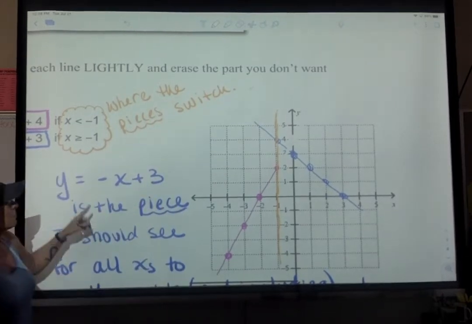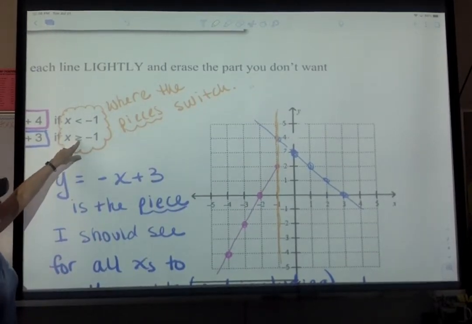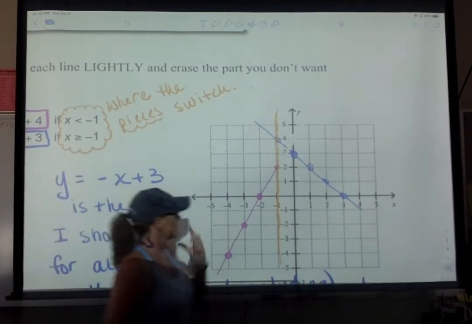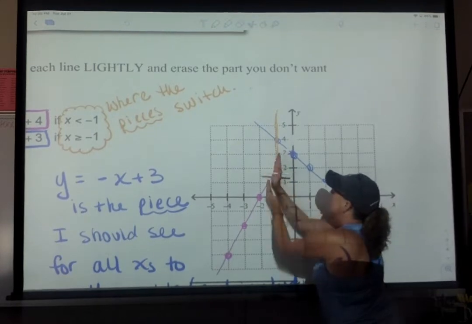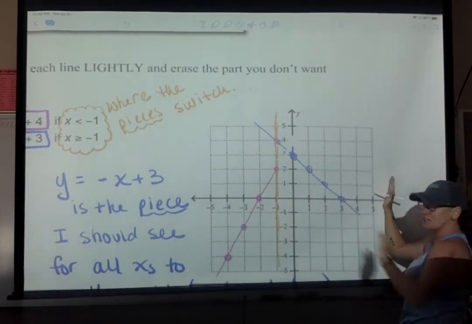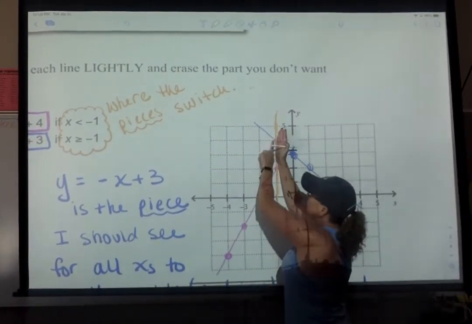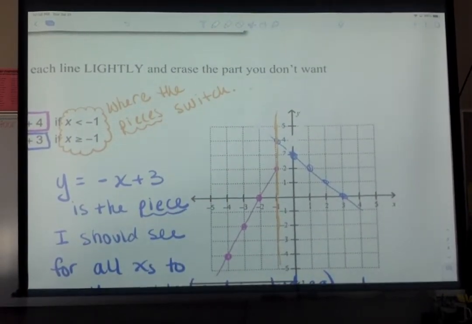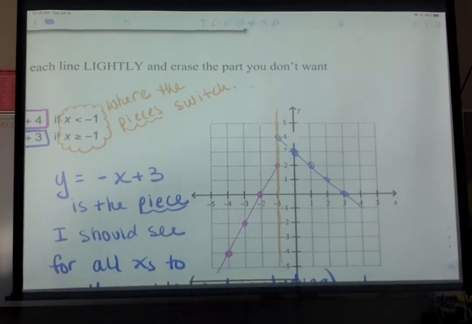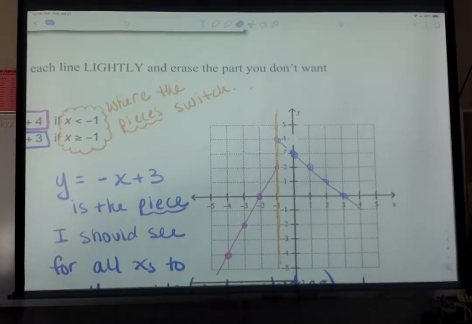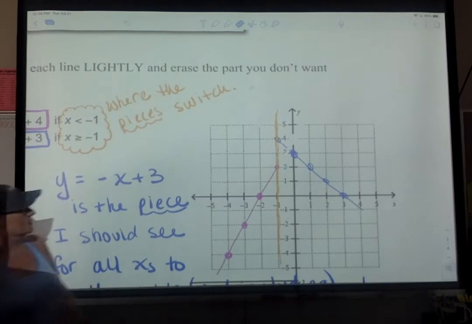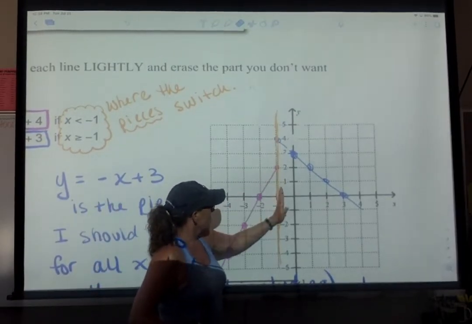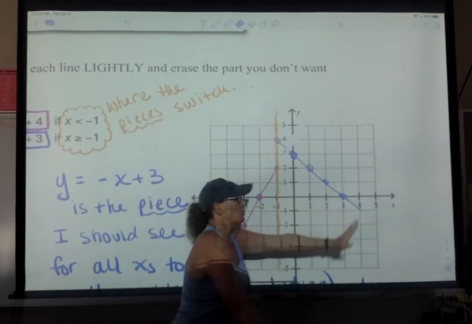Now let's think about the blue. The blue is what I should see from -1 on. So from -1 on, all I should see is the blue, which means over here, I need to get rid of that. So I'm going to get rid of it. Now, I see the pink leading up to where x is -1. I see the blue leading away from where x is -1.